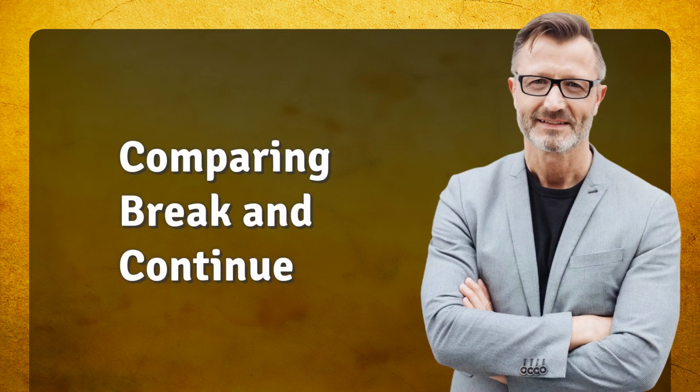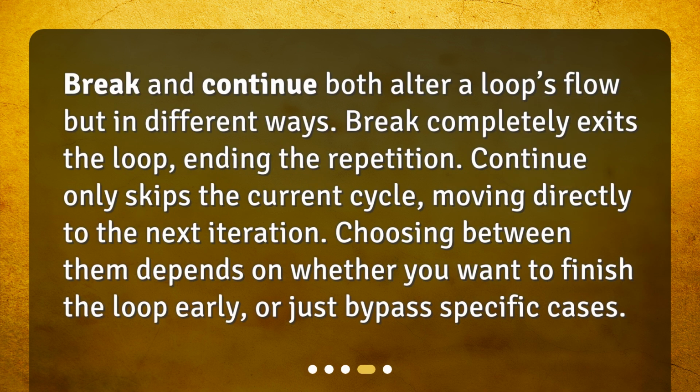Comparing break and continue. Break and continue both alter a loop's flow but in different ways. Break completely exits the loop, ending the repetition. Continue only skips the current cycle, moving directly to the next iteration. Choosing between them depends on whether you want to finish the loop early or just bypass specific cases.